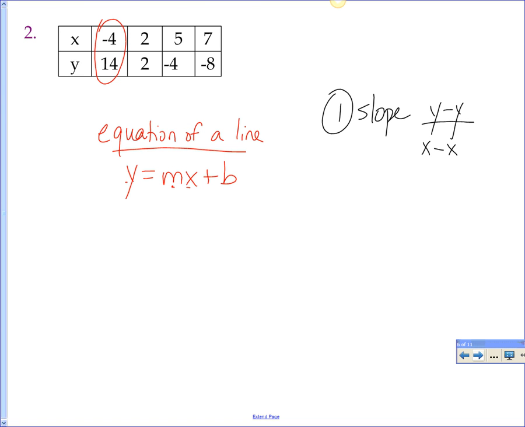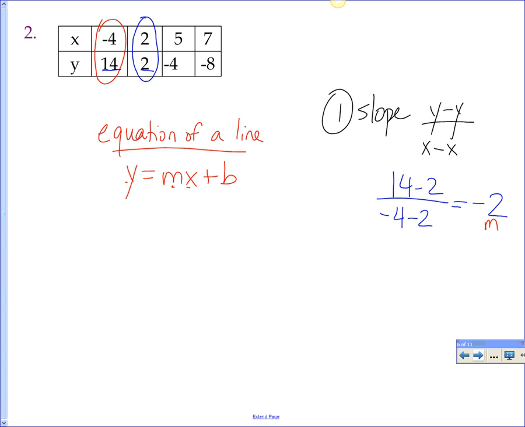Remember, you can pause this at any point if you need more time to write. So for y minus y, I need 2 points. So for my y's, I'm going to do 14 minus 2. And for my x's, I'm going to do negative 4 minus 2. All right, that gives me negative 2. So this is my m. Please put an m there. You need to do that every time. When you find your slope, label it with an m.